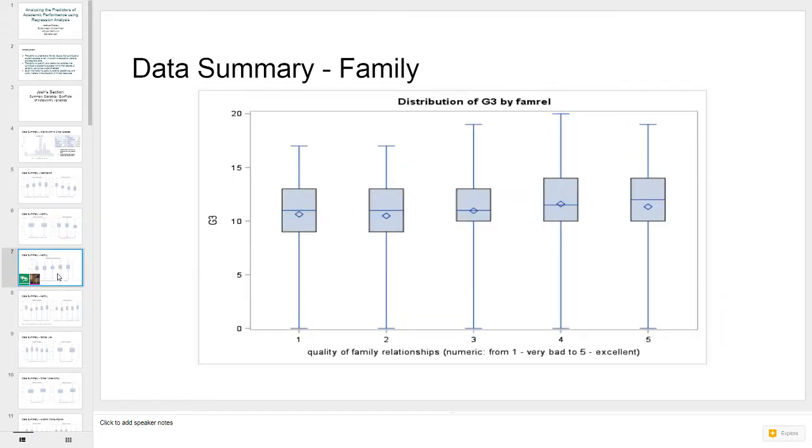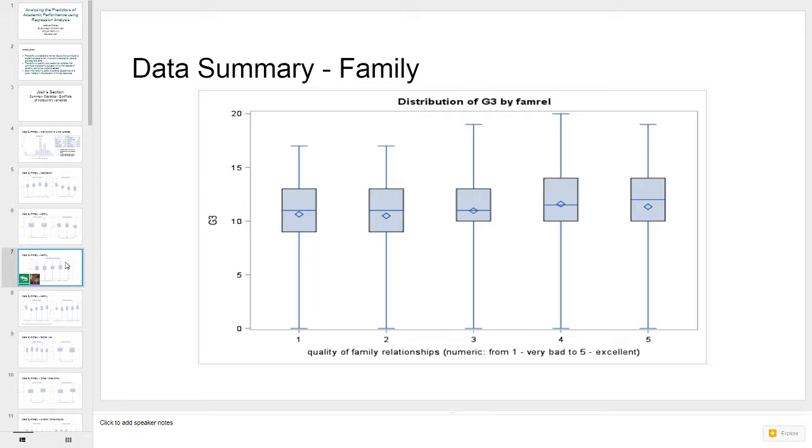And now we have a distribution by family relationship. So we're trying to use the strength of the family relationship, and this is survey information. Kids ranked a strong relationship with their family at 5, a weak relationship at 1. You do see somewhat of a positive relationship with grades as the strength of the family relationship increases.